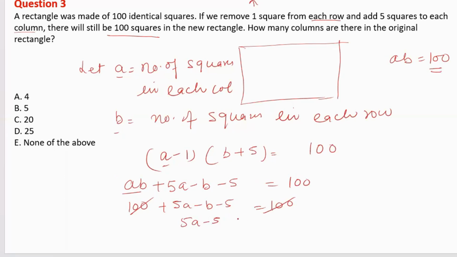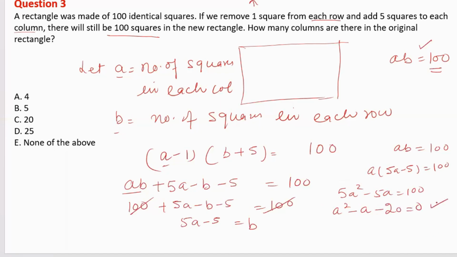Okay, that will be my value of B. And I know that AB is equal to 100. So I will substitute that value. Instead of B, I'm putting 5A minus 5, so 5A minus 5 is equal to 100. That's 5A square minus 5A is equal to 100. So all will be cancelled with the 5. So A square minus A minus 20 is equal to 0.